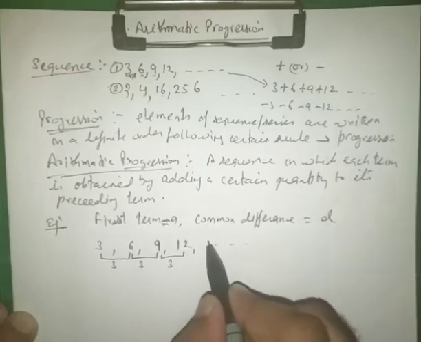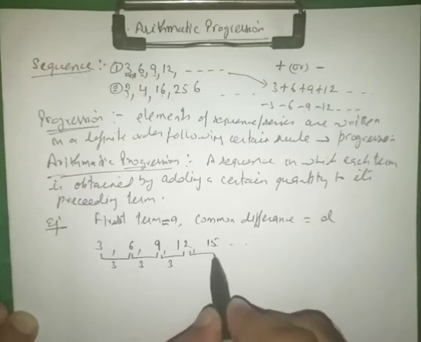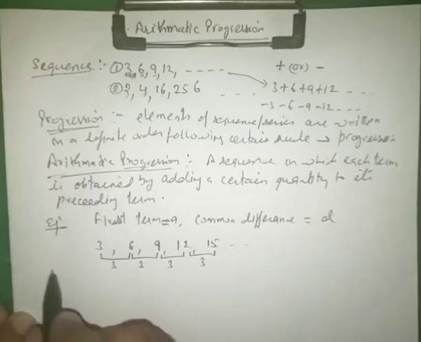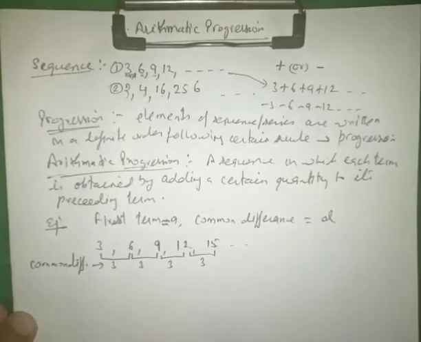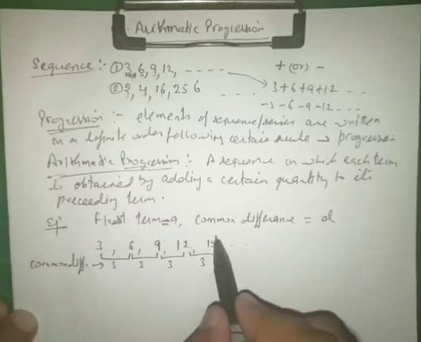And similarly, if I am writing the next term, that will be 15. So here also the difference will be 3. So this is the difference, or this is called the common difference now. This will be called a common difference. Now, looking at this example, can I relate this 15 with the first term?